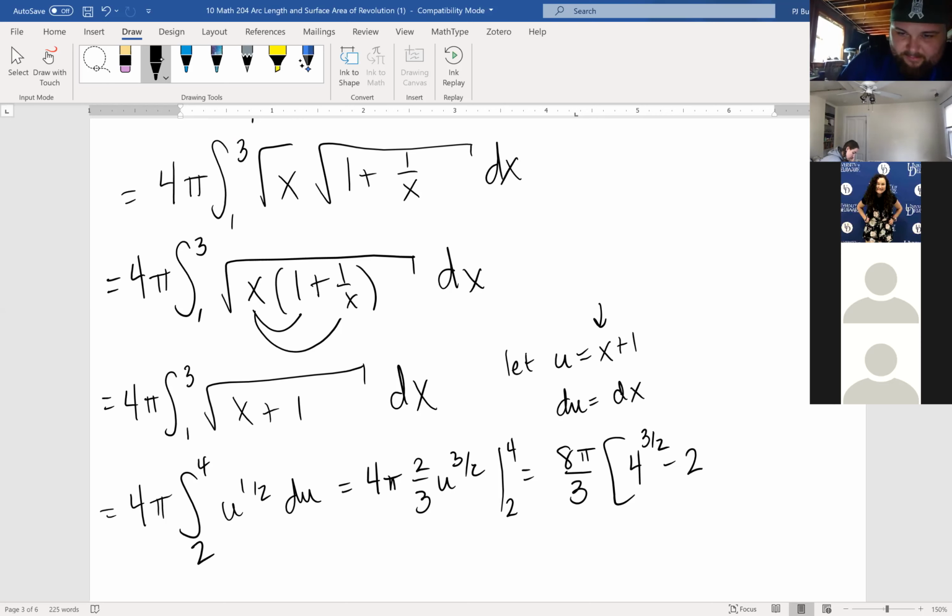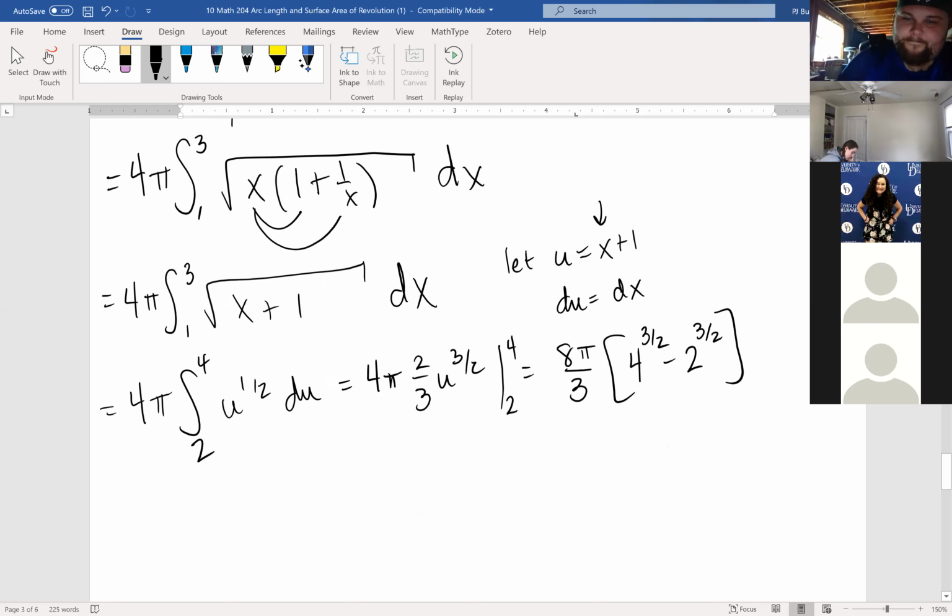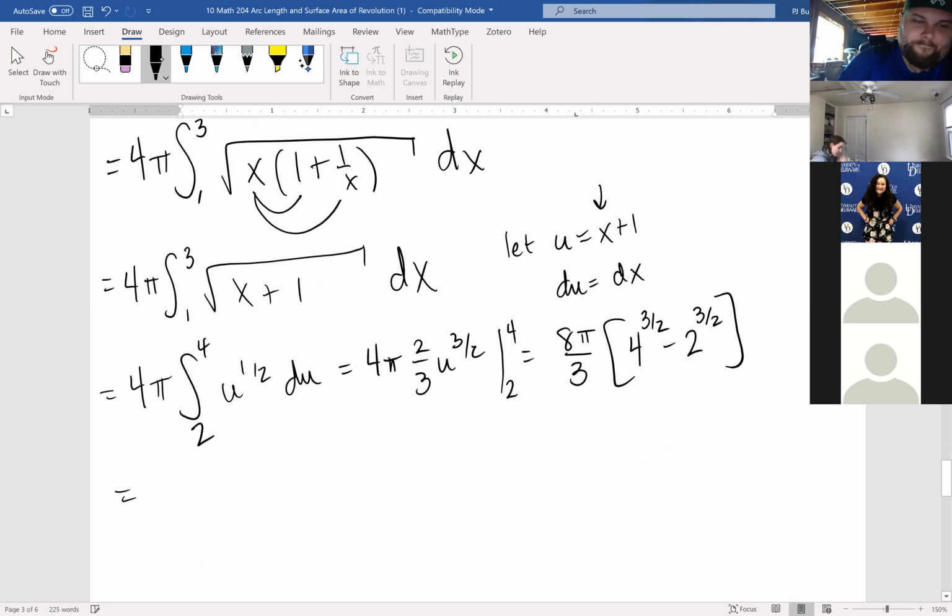And now it's just a matter of plugging in and simplifying. So square root of 4 is 2. 2 cubed is 8. And then 2 to the 3/2, well, 2 cubed is 8, and the square root of that is 2 root 2.